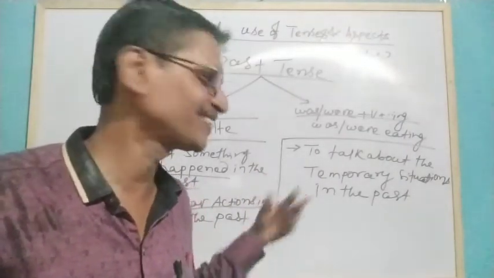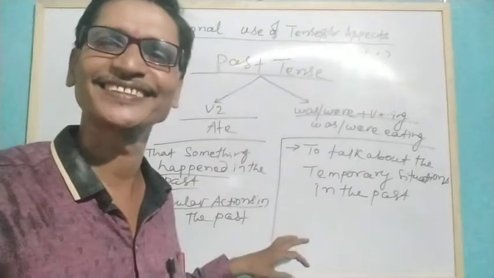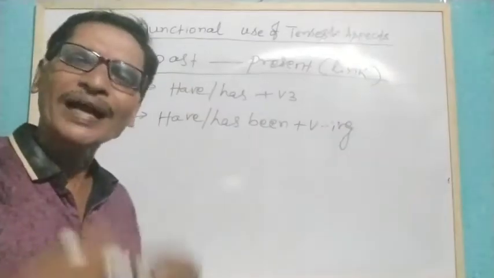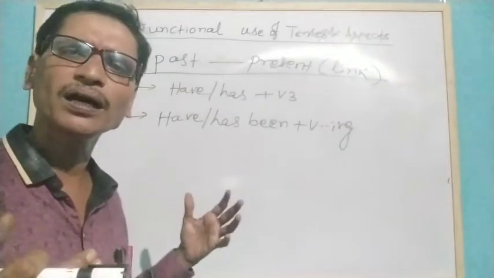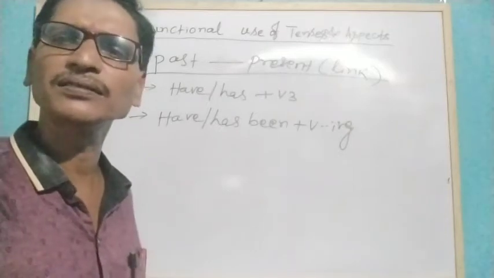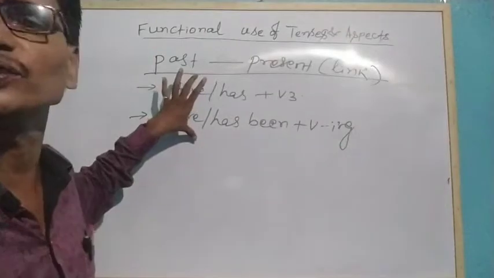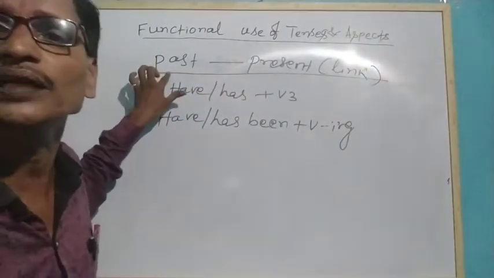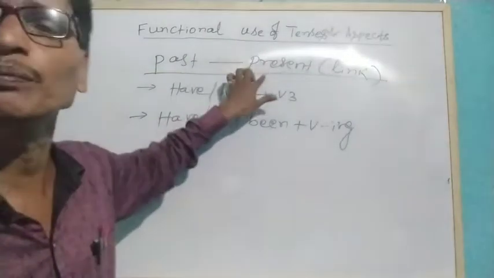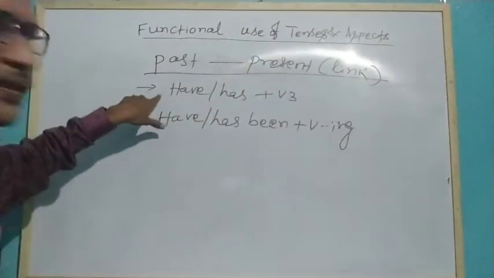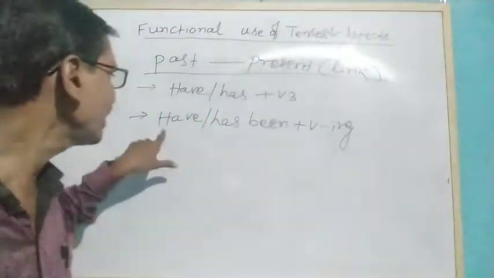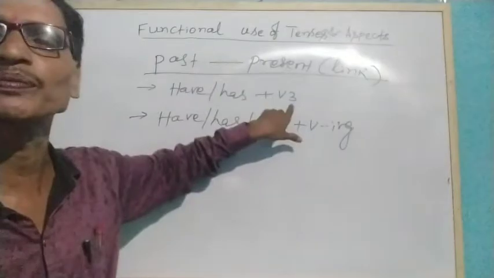Okay? Let's understand the others. While discussing the aspects of verbs and tenses, we understood that when we are talking about the link between the past and present, we use these aspects. What are they? Have/has plus verb third form.